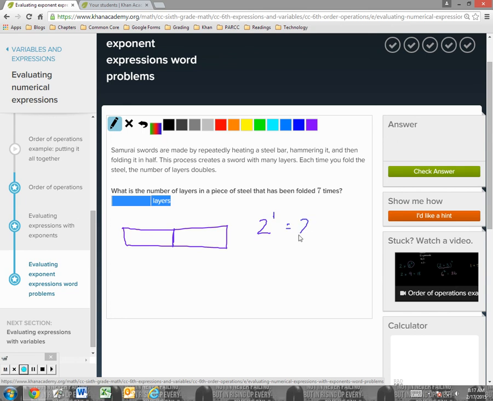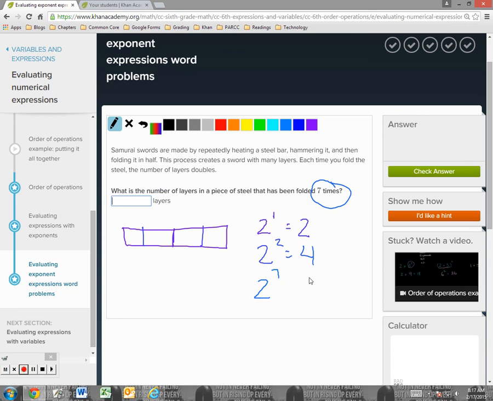It is 2. If I fold it twice, if I fold this over, I'd have what now? 4 pieces, right? Well, that'd be 2 to the what? Second, and that equals what? 4. Now I'm going to fold this how many times? So it's going to be 2 to the what? 7th. But it says, what is the number of layers? So I can't write in 2 to the 7th.